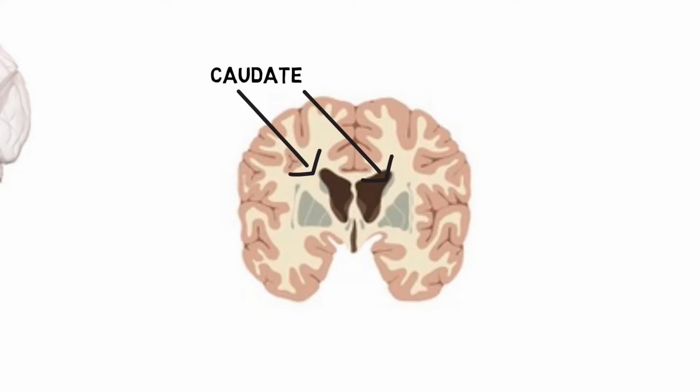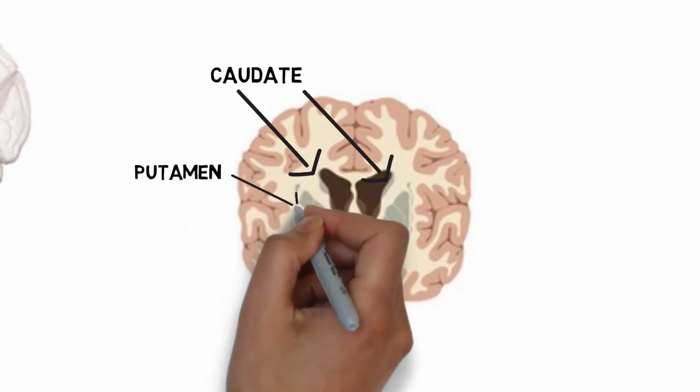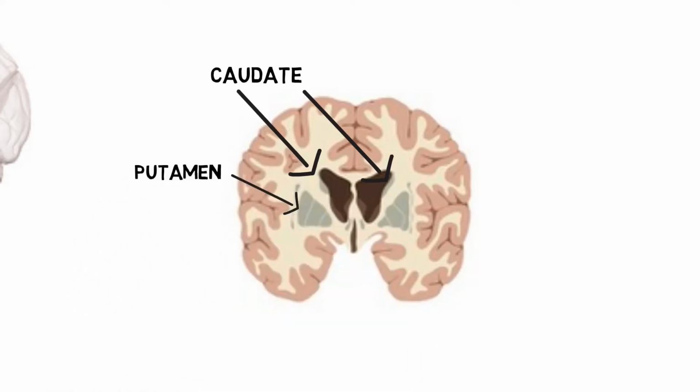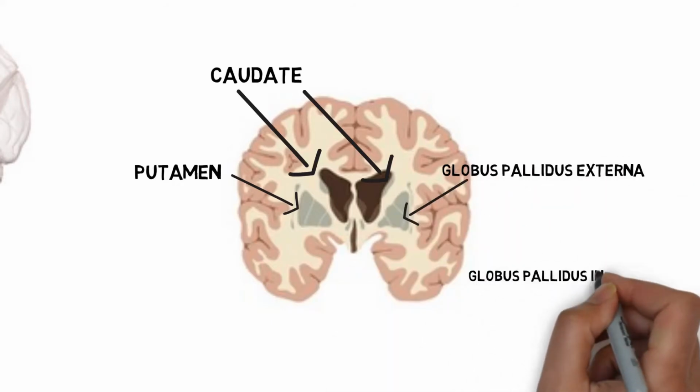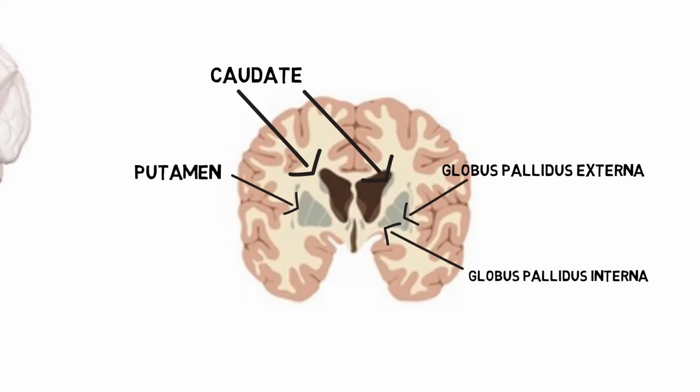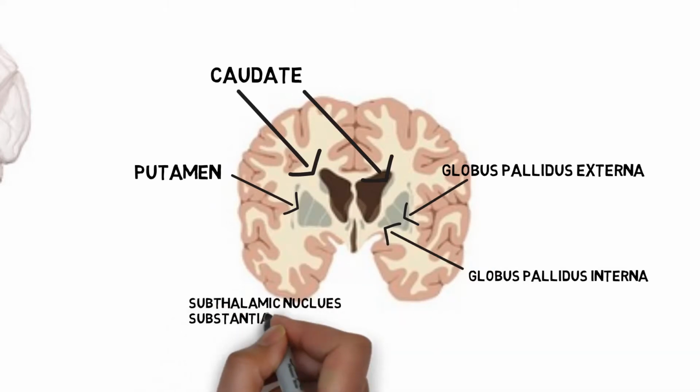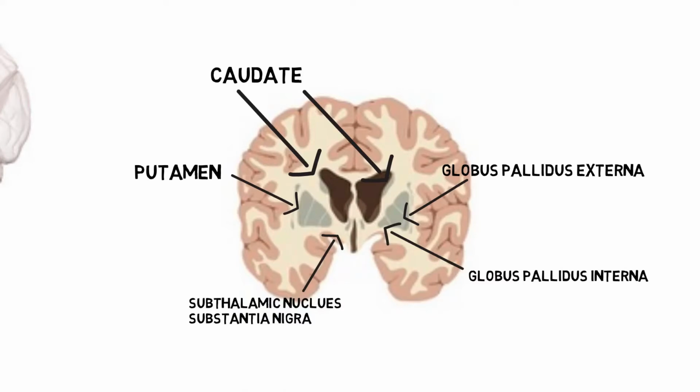In this view, we can see several other ganglia. Starting with the three-layered pyramid, the outer aspect is the putamen, then the globus pallidus externa, and the innermost component is the globus pallidus interna. Underneath this pyramid and the thalamus is the subthalamic nucleus and the substantia nigra, which aren't seen well on this picture.